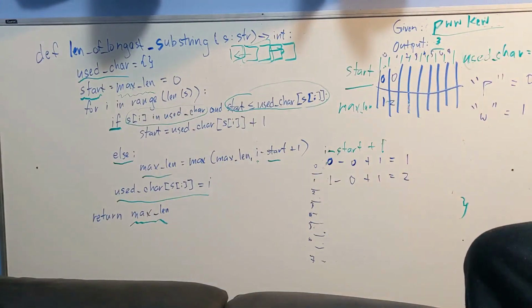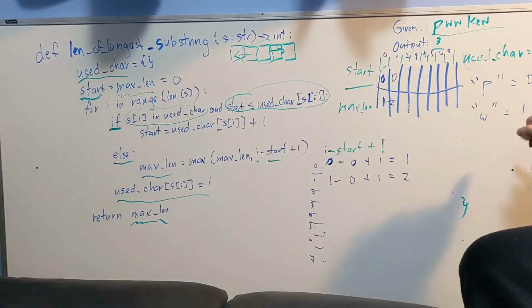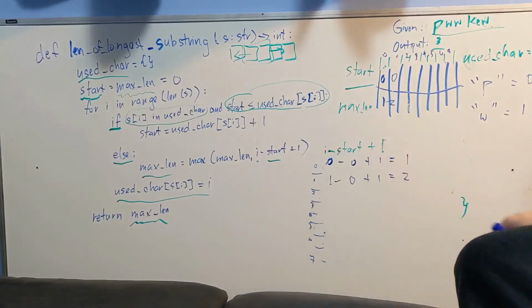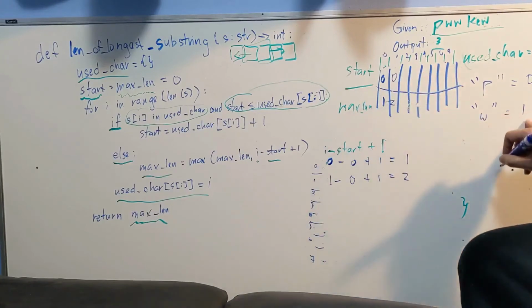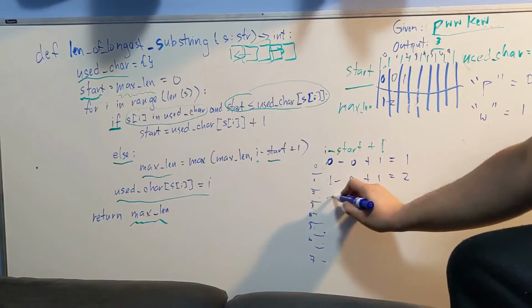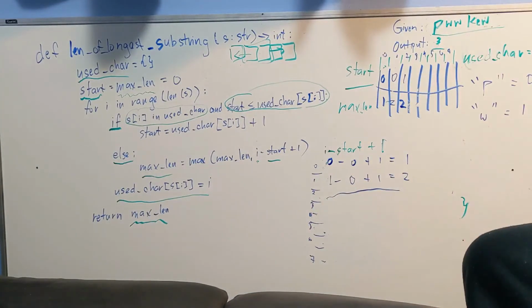Third loop, we see W again. Is W in the dictionary? Yes, we see it. Is start, which is 0, less than or equal to 1? Yes, so we update start. We add 1 plus 1 here, and this stays the same. We see a K. Before that, we do update the position.